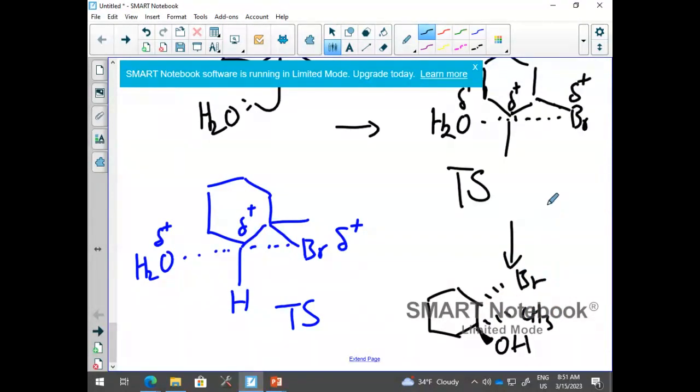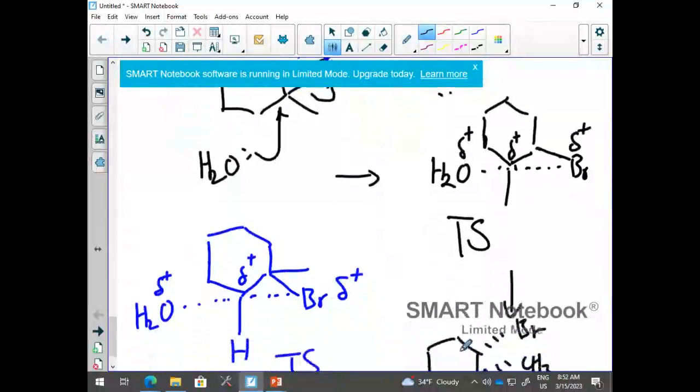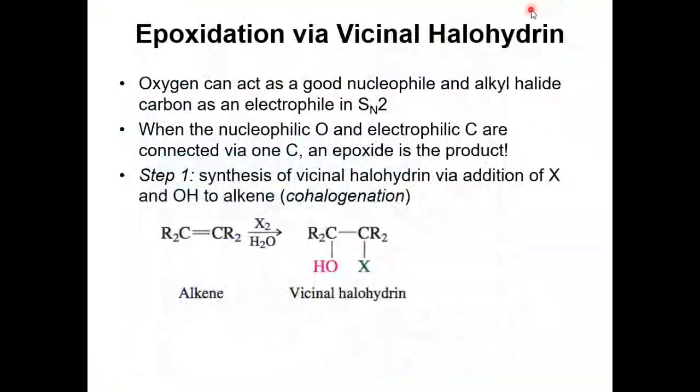this one. The OH will connect to the more substituted carbon, and because the water reacts with this carbon in an SN2 type of reaction, you have configuration inversion. So the hydroxy group is always anti to the halogen. Okay, so that's the reaction. You have learned this in Organic One.